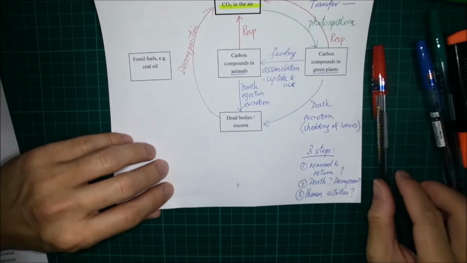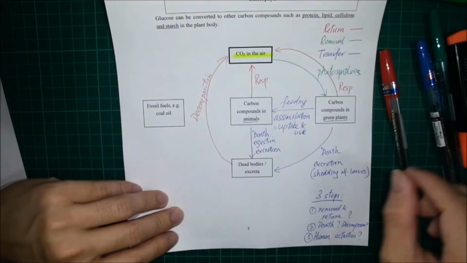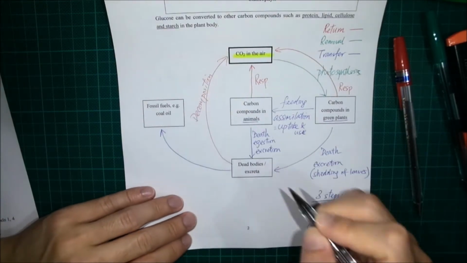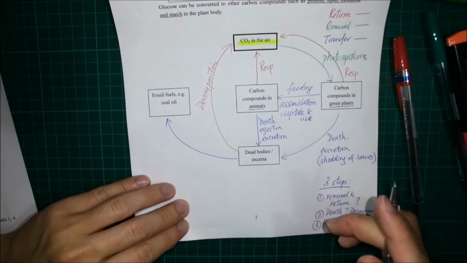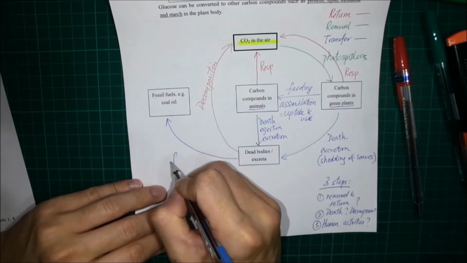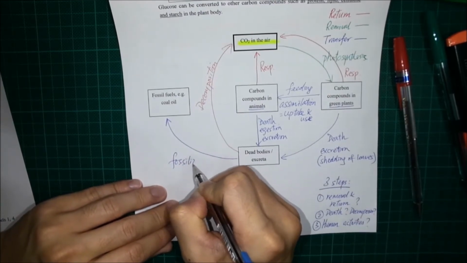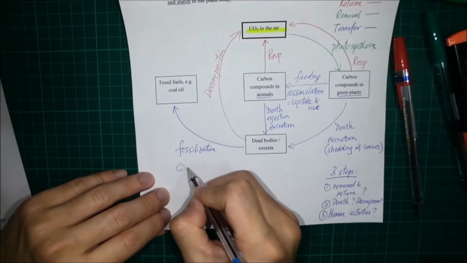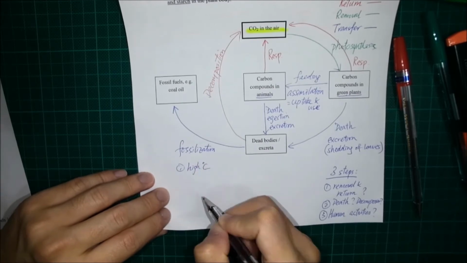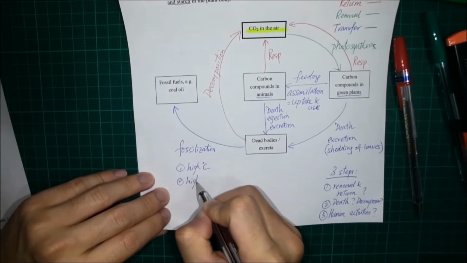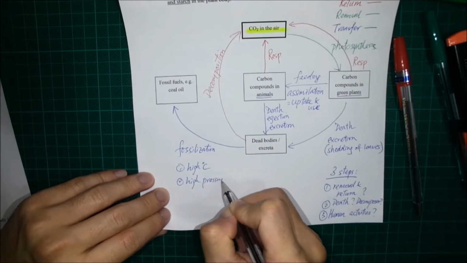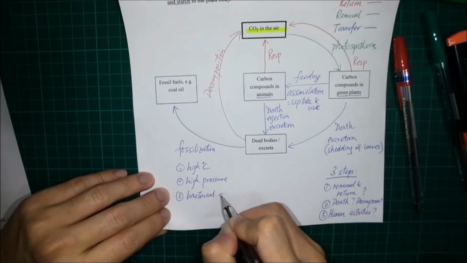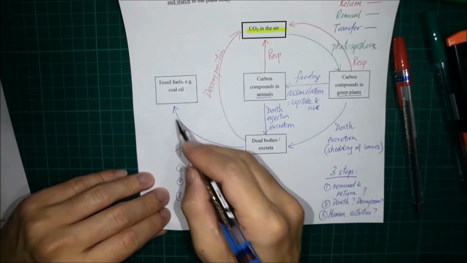So in this part, you can see the fossil fuel. Actually we start from the dead body. For the dead body, if they are buried in deep soil, they may undergo the process we call fossilization. That means the formation of the fossil fuel. What do we need? We need high temperature, we need high pressure, and also we need the bacteria action. We need the bacteria to help us to form the fossil fuel.